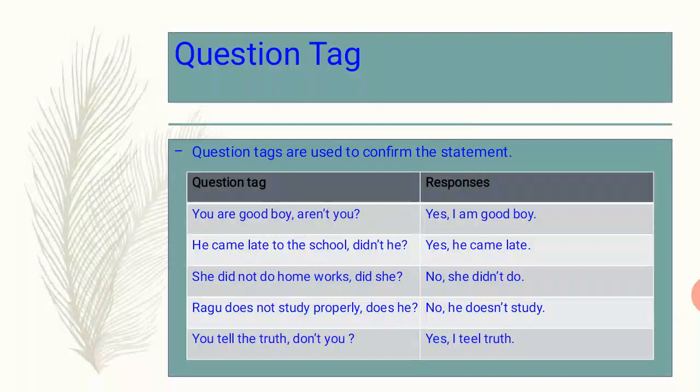You are a good boy, aren't you? Yes, I'm a good boy. He came late to the school, didn't he? Yes, he came late. She did not do homework. Did she? No, she didn't. Raghu doesn't study properly, does he? No, he doesn't study. You tell the truth, don't you? You tell the truth.